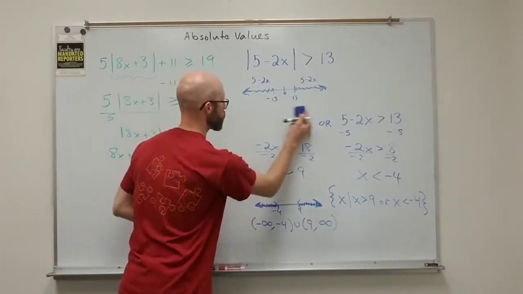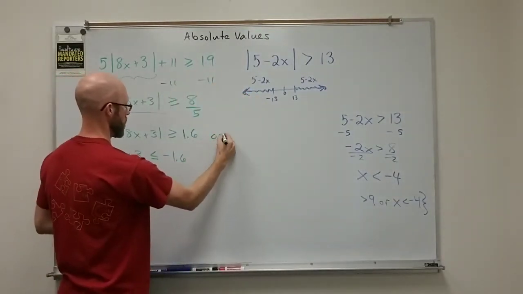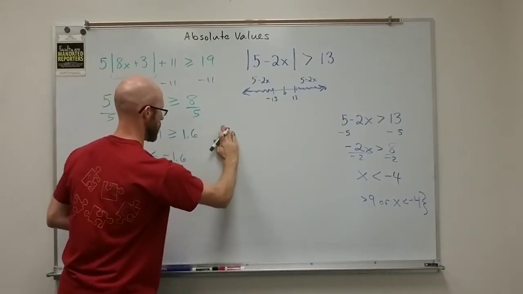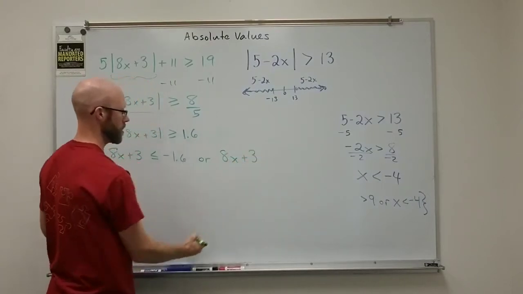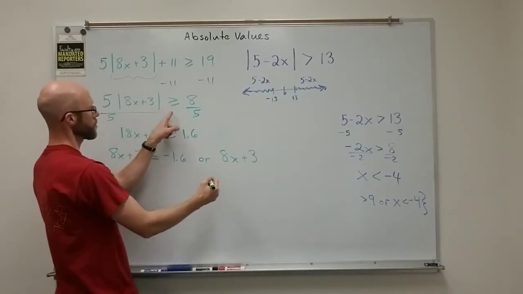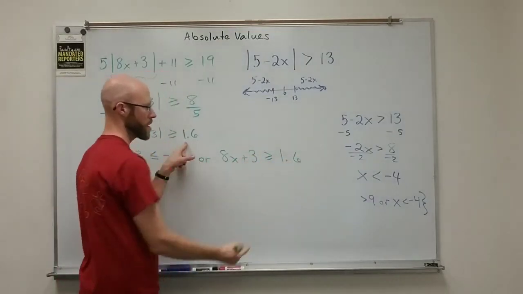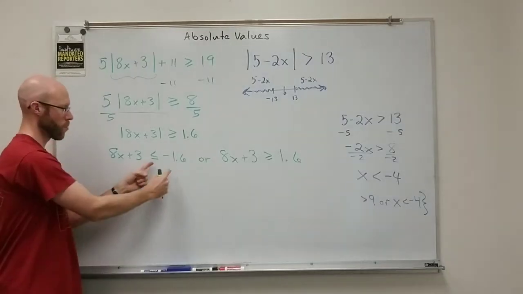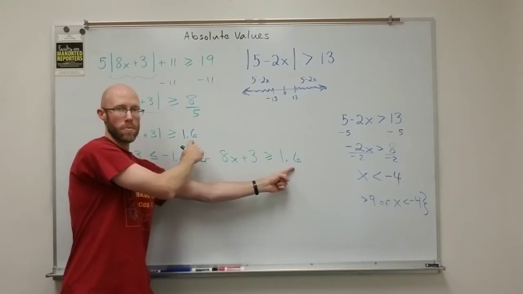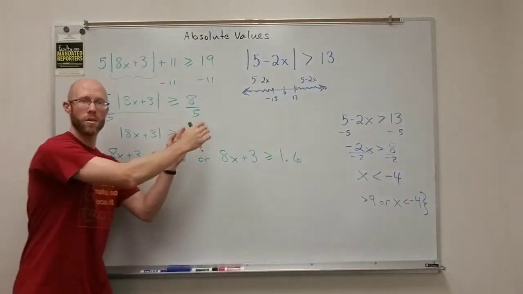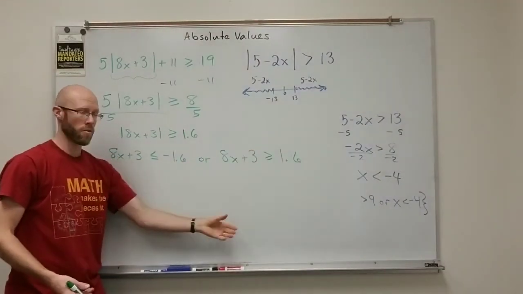And then the other inequality is going to be the stuff in the absolute value, but then we keep it greater than or equal to the positive 1.6. So again, on one of them you change the symbol and change the sign. On the other one you keep the symbol and keep the sign. Okay, change and change, keep and keep. The stuff in the absolute value is the same on both. Then you solve from there, right?